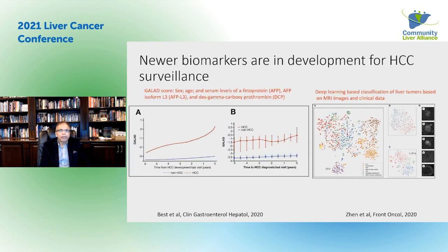Next slide. So this will be the future. We need newer biomarkers for HCC surveillance. We need deep learning based on MRI images and clinical data, which are being developed to improve our surveillance results. Next slide.